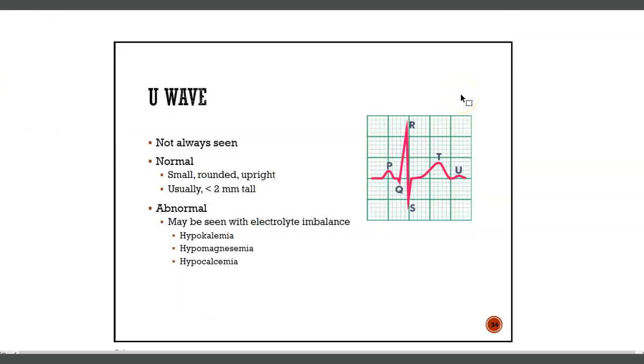U wave. The U wave is one of those waveforms that sometimes is there and sometimes is not. Normally, if it's there, it may be small, rounded, and upright, usually less than 2 millimeters tall. It may be abnormal when seen with electrolyte imbalances such as hypokalemia, hypomagnesemia, and hypocalcemia.